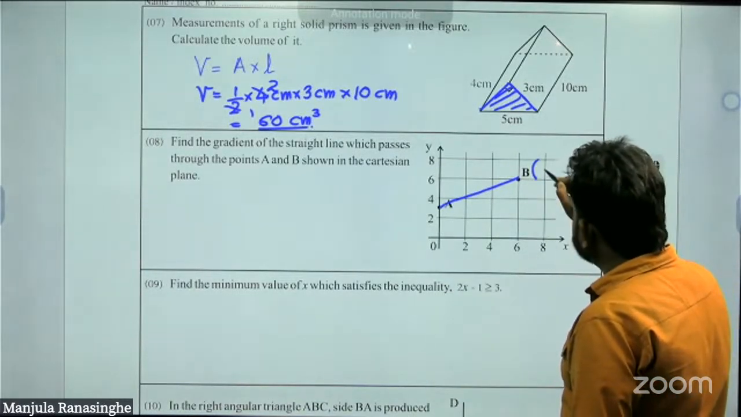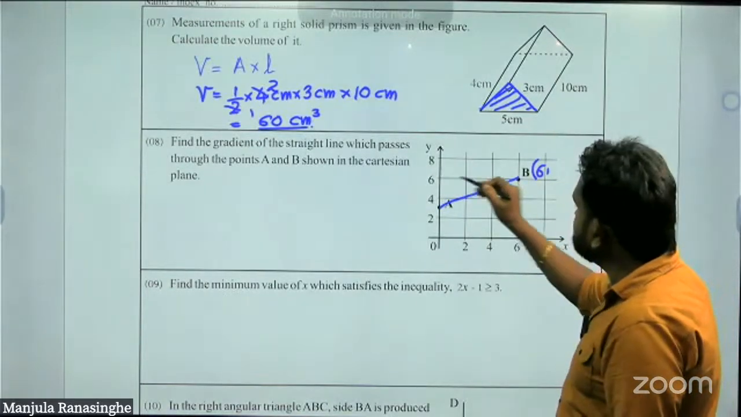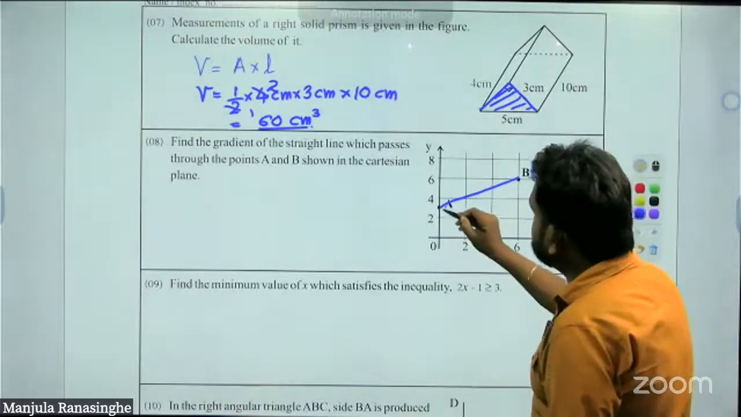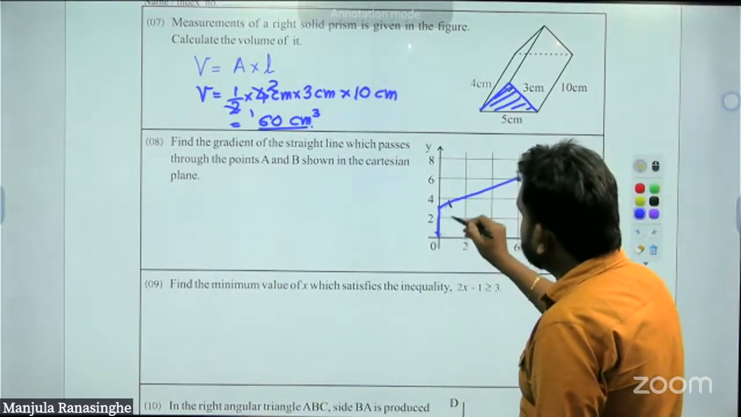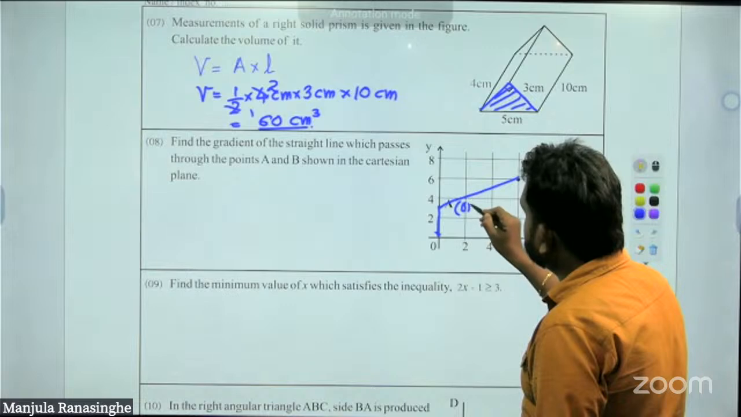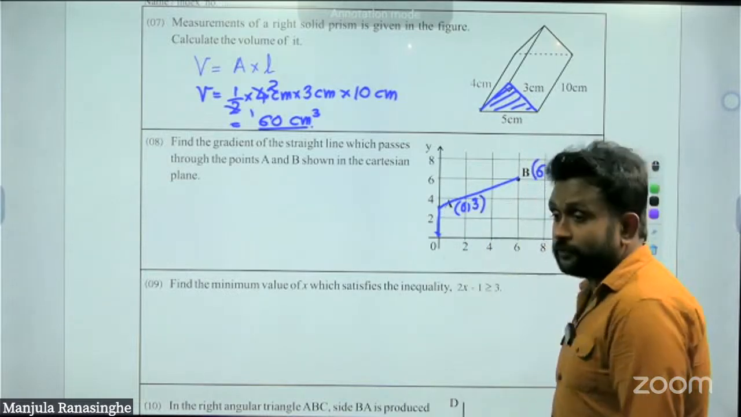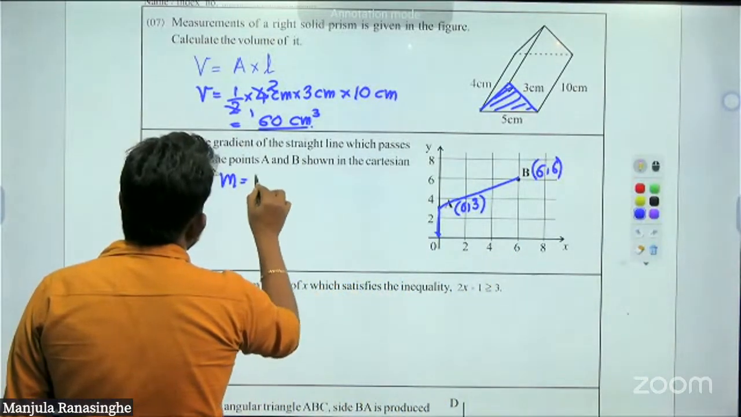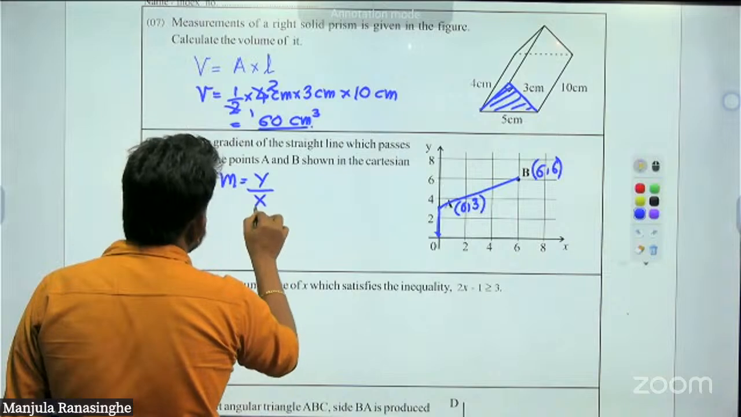The x coordinate is 6, and connecting to the y-axis, the y coordinate is also 6. Okay, then connect to the x-axis to see the coordinates of A. The x-coordinate is 0, the y-coordinate is 3. So we know that the gradient equals the y-coordinate difference over the x-coordinate difference.